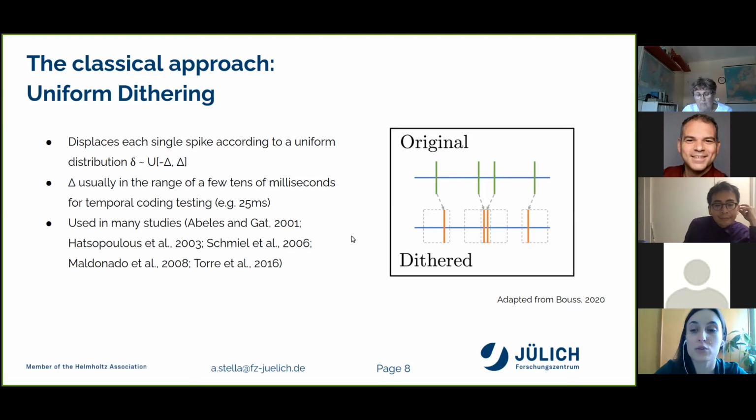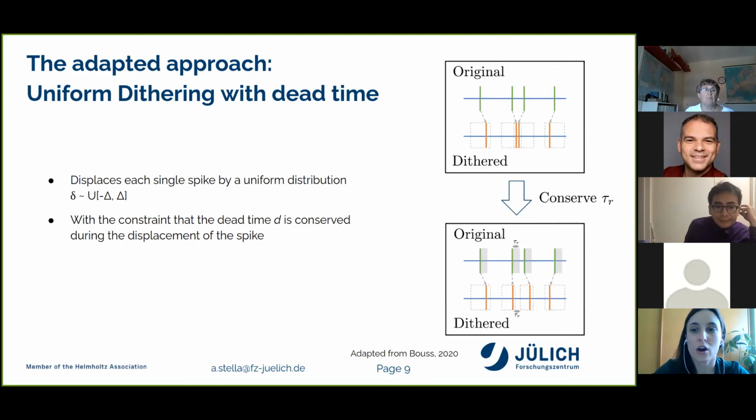So one might decide to incorporate some of those biological characteristics and extend this method. We decided, on our own, to extend the classical uniform dithering by just incorporating the dead time. The dead time, that is the refractory, biologically speaking, the refractory period of the neuron. It is hard to estimate also mathematically, but it can be enforced sometimes by the spike sorting algorithm. And basically, this adapted approach consists in displacing each spike by uniform distribution, but still keeping a time constraint between successive spikes such that the dead time is not violated.